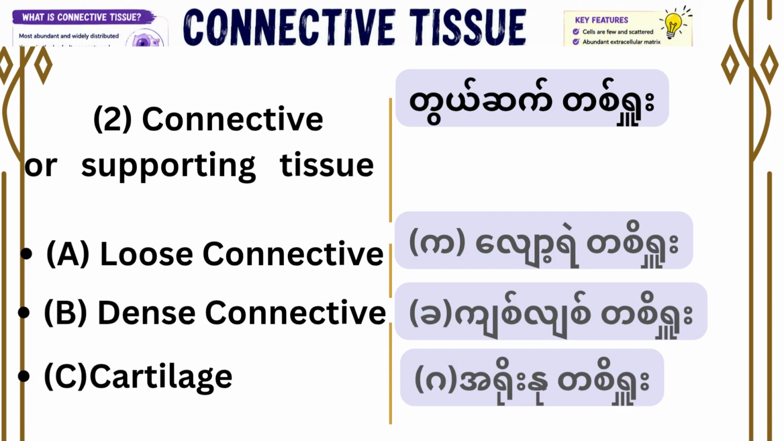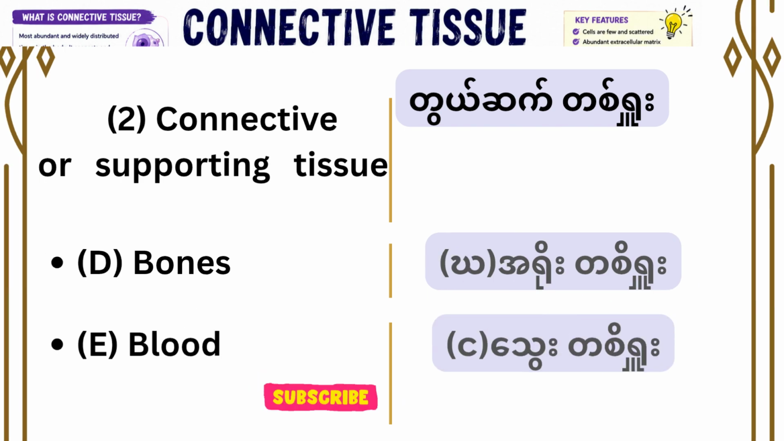2. Connective or supporting tissue: A. Loose connective, B. Dense connective, C. Cartilage, D. Bone, E. Blood.